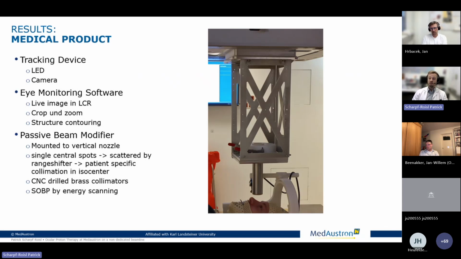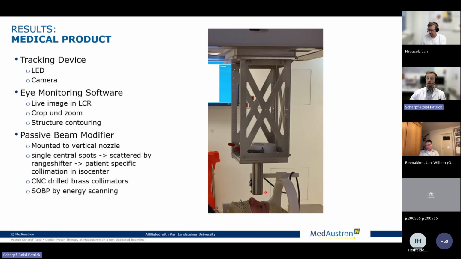The third part of the medical device is our so-called passive beam modifier. It's a nozzle extension that is mounted to the vertical nozzle, and it works in a way that we actually use single central spots coming from a synchrotron, which are scattered by a range shifter, which is positioned upstream inside the nozzle. And then we have the far scattered particles absorbed in this plastic absorber, and only the very straight particles make it all the way here to the isocenter, where we can position a patient-specific brass collimator, which is drilled in-house with a CNC drill.